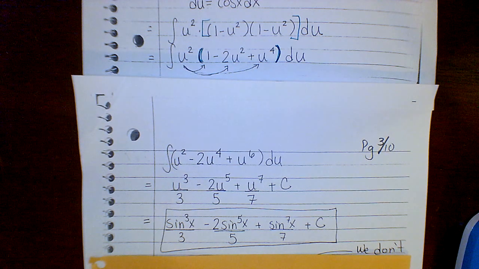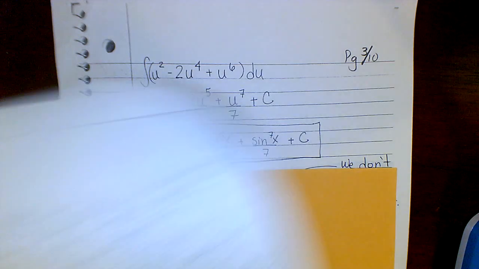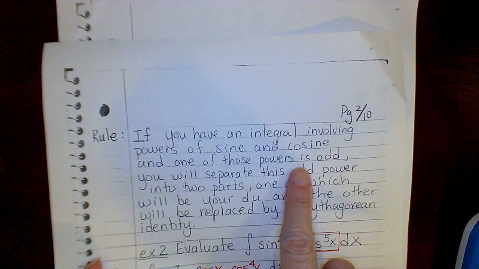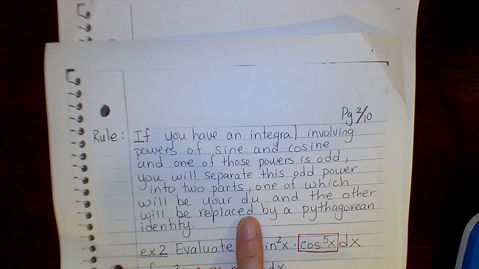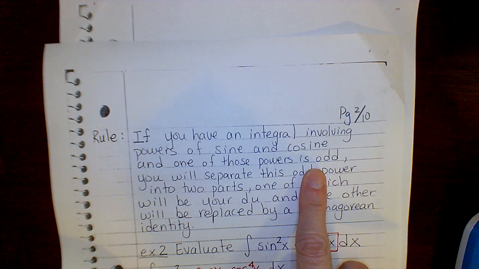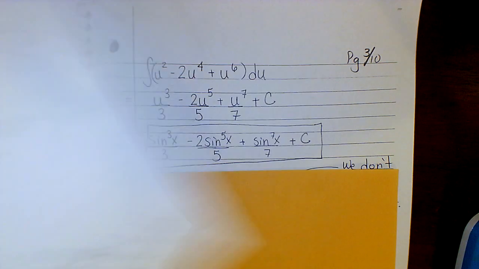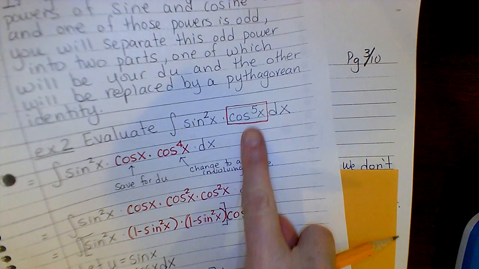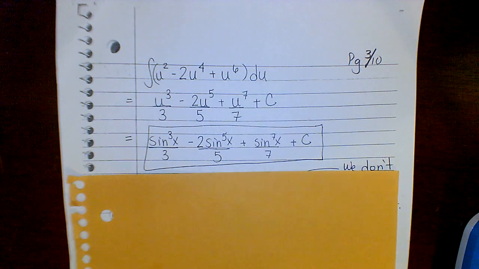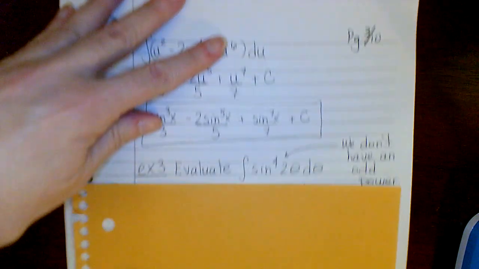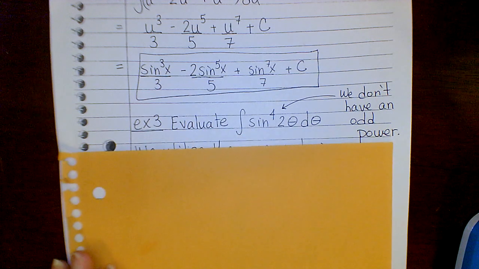So with examples 1 and 2, both of these examples utilized this rule. So this is the rule for integrals involving sine and cosine where one of the powers is odd. Example 1, I had an odd power on a sine function. Example 2, I had an odd power on the cosine function. But they acted very much the same.